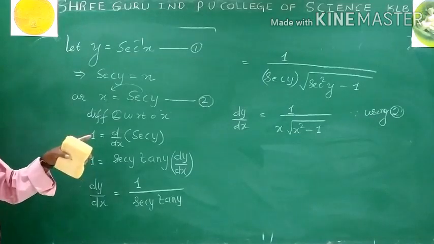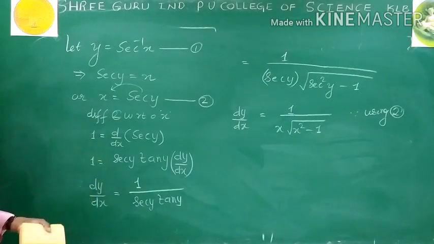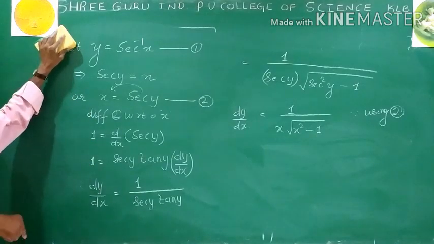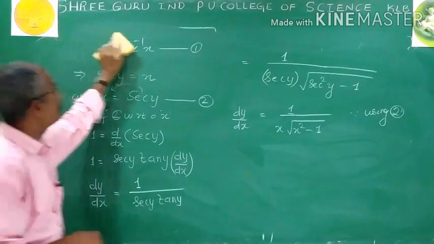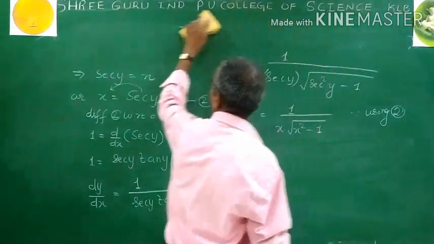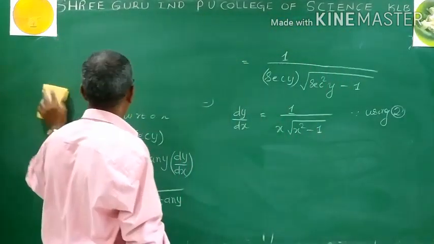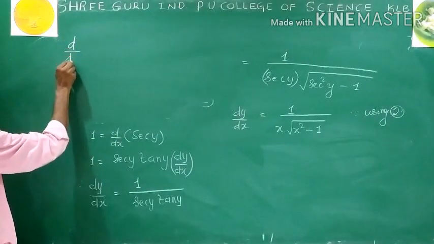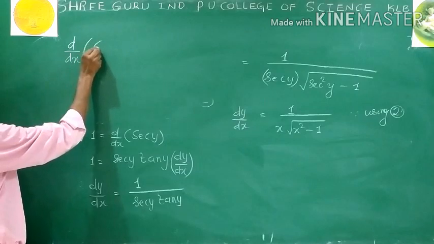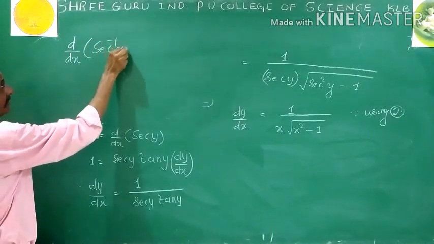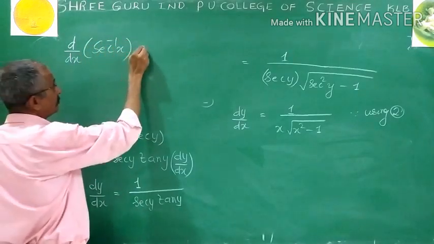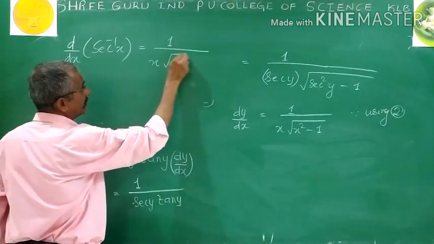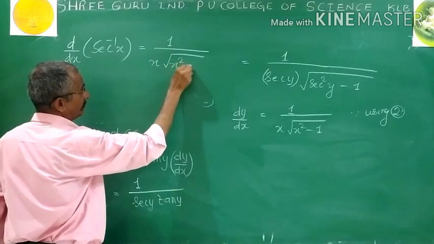What we derived is a formula for differentiation of secant inverse of x. Let's write it in a convenient formula manner. Hence dy/dx of secant inverse x, that is, the differentiation of secant inverse x, equals 1 whole divided by x into root of x square minus 1.